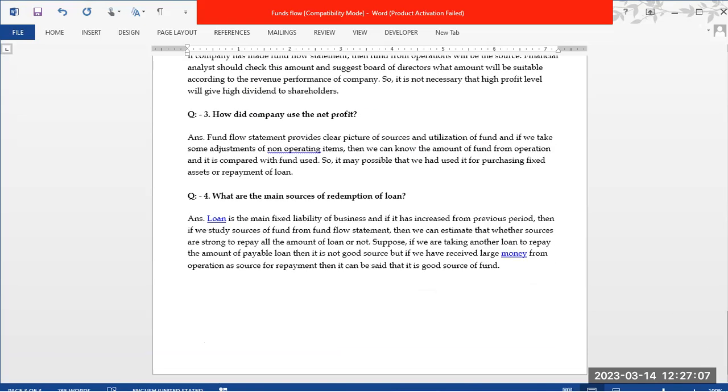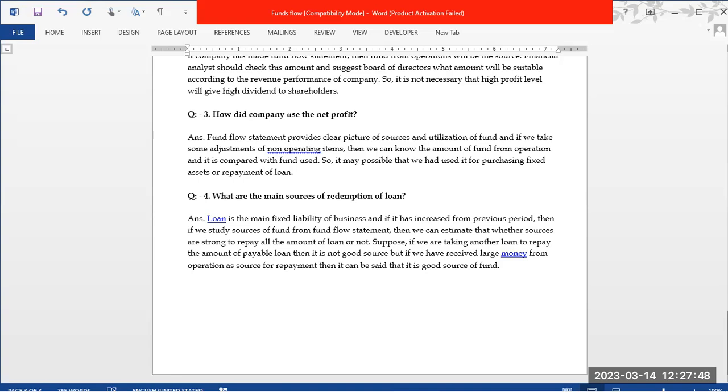Then the next question is, how did the company use the net profit? The answer is, the fund flow statement provides a clear picture of sources and utilization of fund. If we make some adjustment of non-operating items, then we can know the amount of fund flow from operation, and it is compared with the fund use. So it may be possible that we had used it for purchasing fixed asset or repayment of loan.